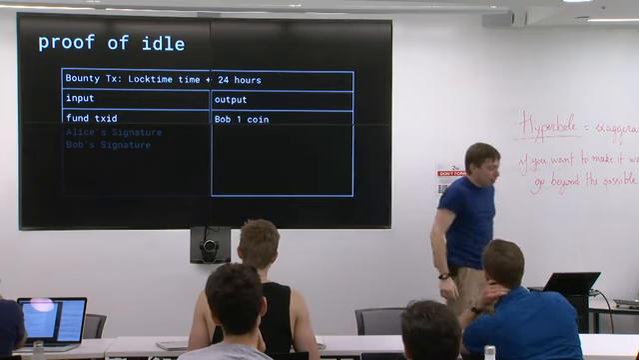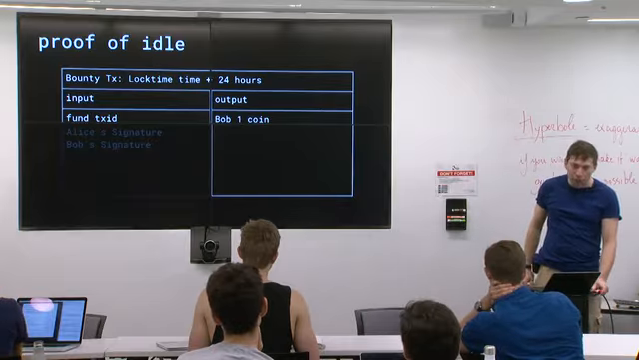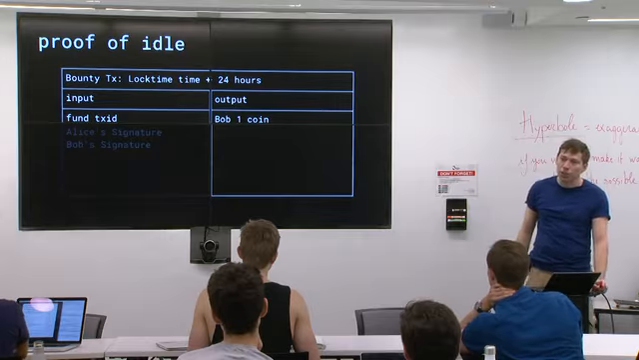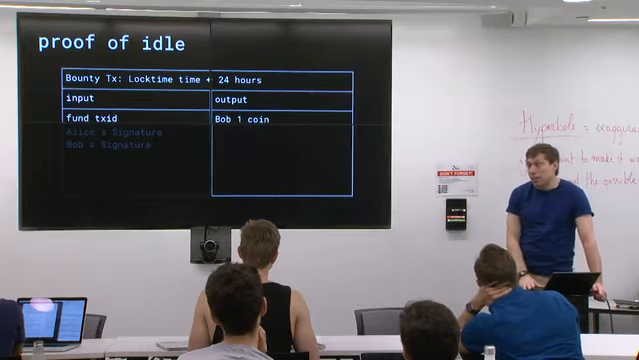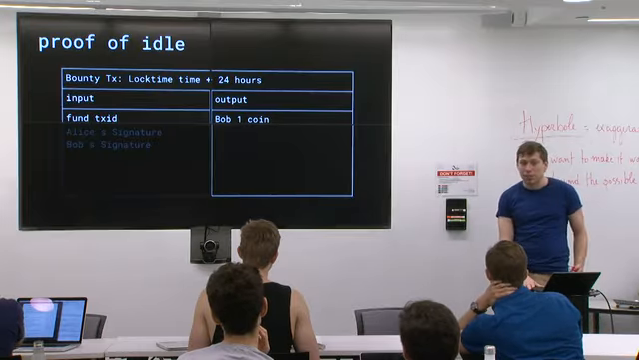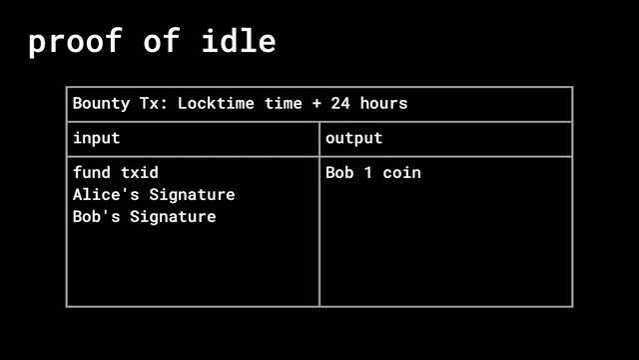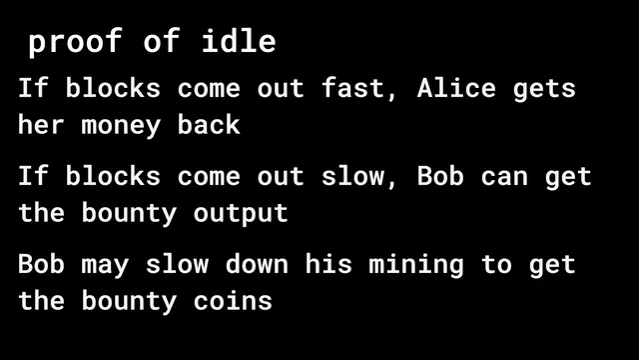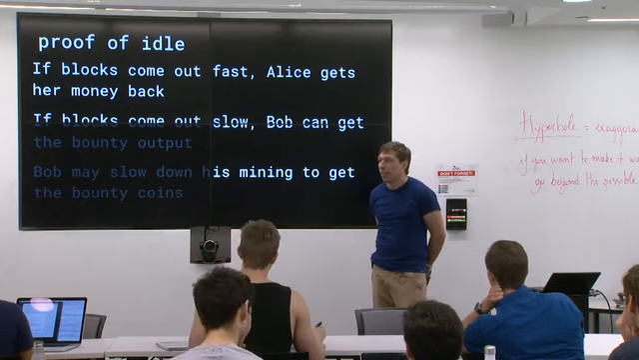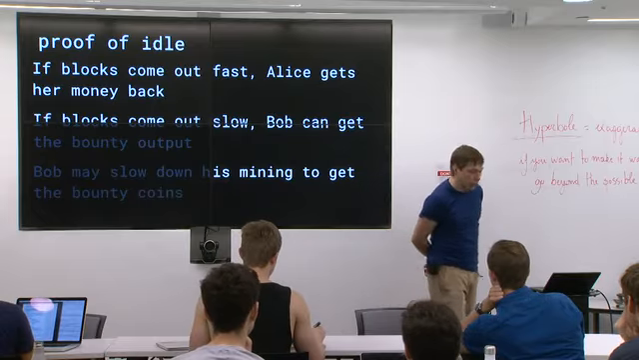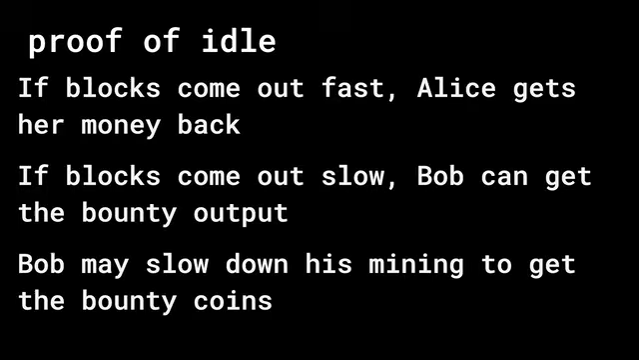So now Bob's incentives are, well, I'd like 144 blocks to take longer than 24 hours, because then I'll get this coin. And Bob has the means to influence this, right? Bob's a miner, so Bob can say, well, I'll just mine less. And if I mine such that in 24 hours only 130 blocks come out, I get the coin. Cool. If blocks come out fast, on the other hand, Alice gets her money back. So Alice has no real risk here that Bob will run away with the money without doing his part of the job. So Bob can slow down his mining in order to get the bounty coins.